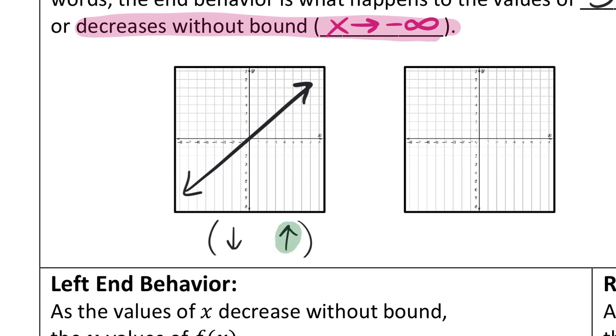We're going to do the same exact concepts, but we're going to start changing the notation we use. This is as x increases without bound. This is as x decreases without bound. Right side, left side. Increasing without bound, decreasing without bound. That's one of your options.